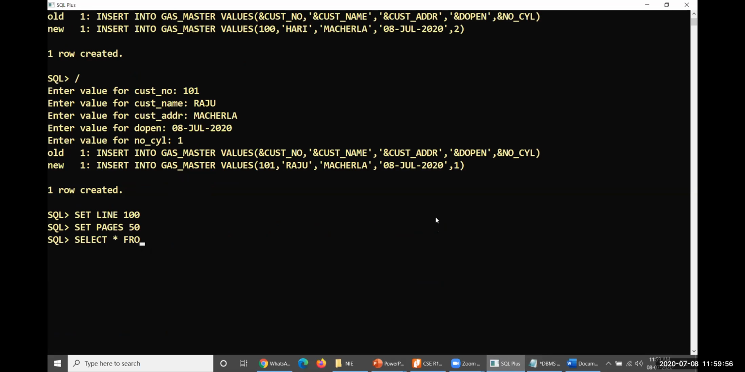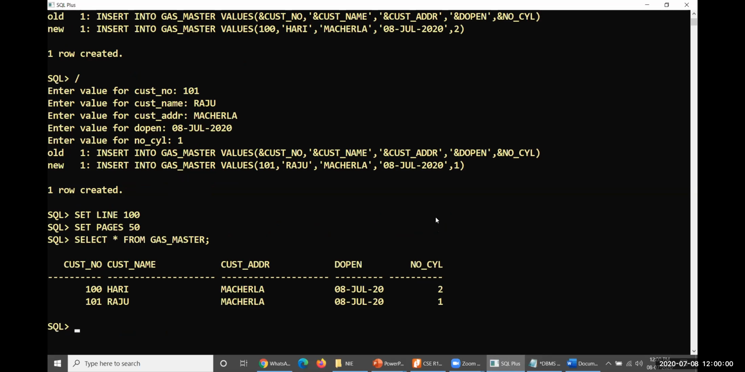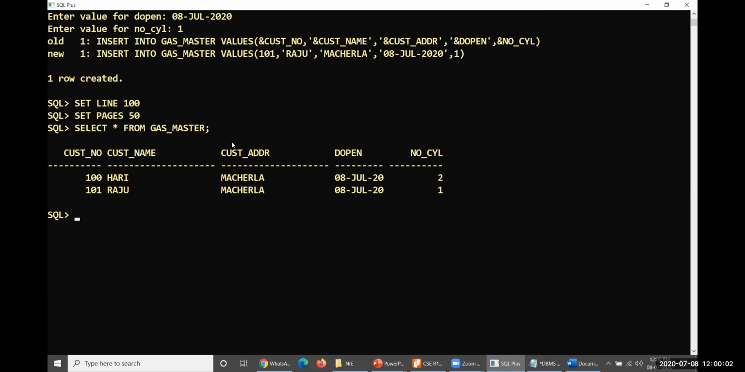Select everything from GAS_MASTER. Okay, look at this. We have two people registered with this particular gas agency, number 100 and number 101. These are the two people who are registered with the gas master here.